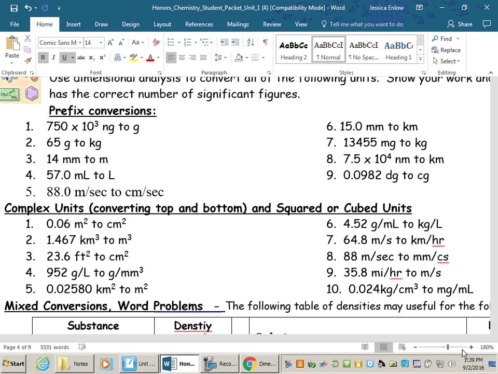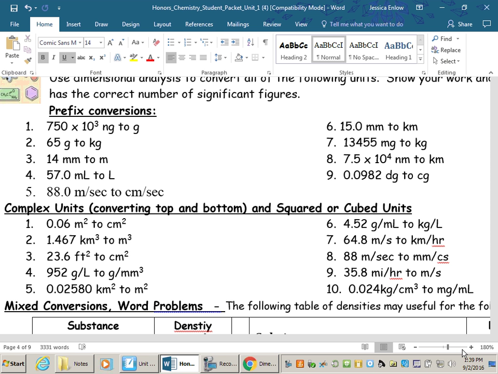So wait, how did you find 10 to the negative? Like, where did you get 10 to the negative 4? That's what you get when you do conversion. So type in 750 times 10 to the third.